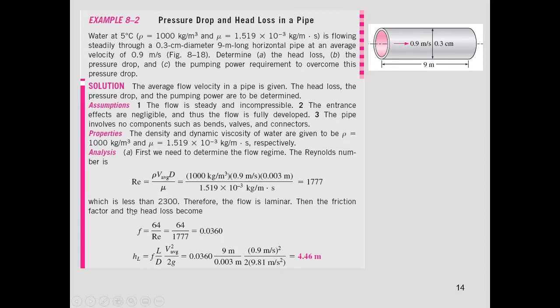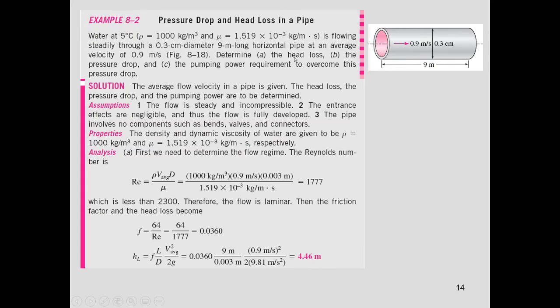Then you can calculate the friction factor. Friction factor F equals 64 over Reynolds number, 64 over 1777, which is equal to 0.036. And then you can also calculate the HL. HL equals F L over D times V square over 2g. F is 0.036, the length is 9 meter, the diameter is 0.003 meter, V square, V is 0.9 squared, over g, which is 9.81. And then you get the head loss equal to 4.46 meter.